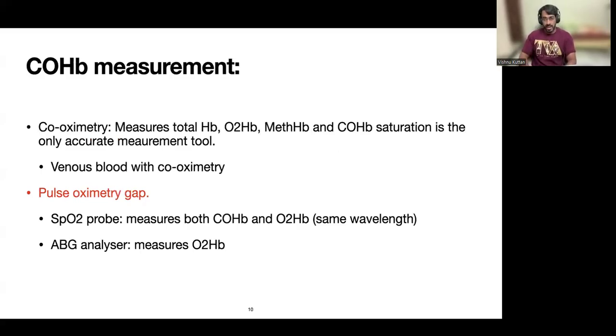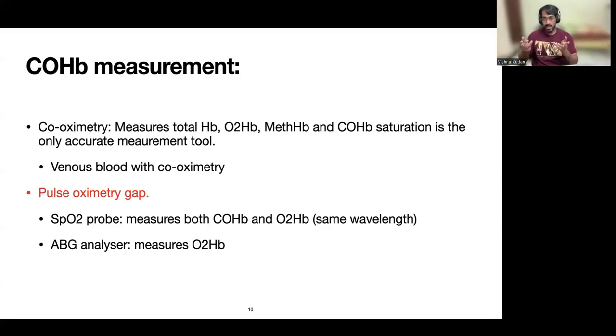Now, how do you diagnose it? To diagnose it, you need something called co-oximetry, something that at least we don't have in our ED. One thing that you can find is your saturation probe, which gives you a value of 97, 98, and that is basically the oxygen concentration in the hemoglobin. That is what you're measuring.